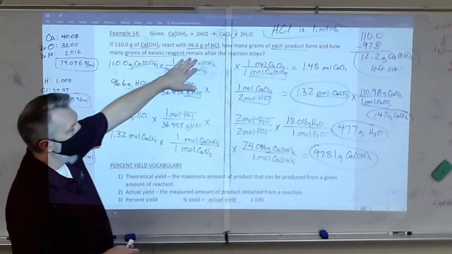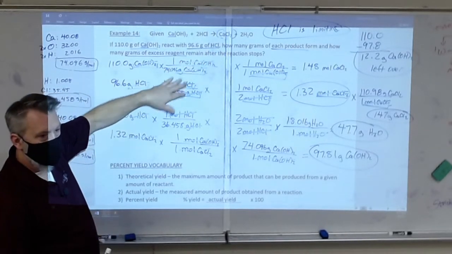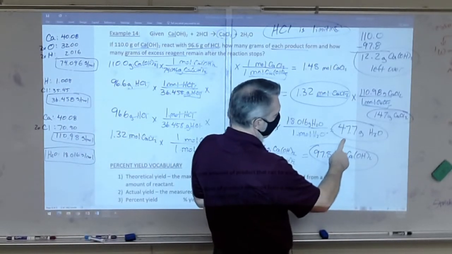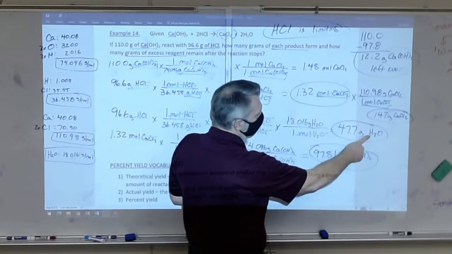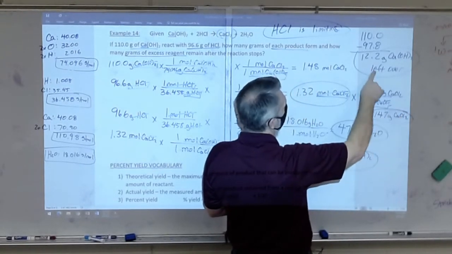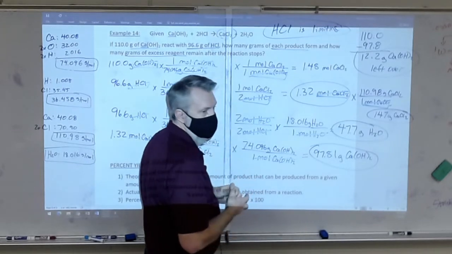So I used up all of the HCl. We ran out of HCl. We made 47.7 grams of water. We made 147 grams of calcium chloride. And we had 12.2 grams of calcium hydroxide left over.